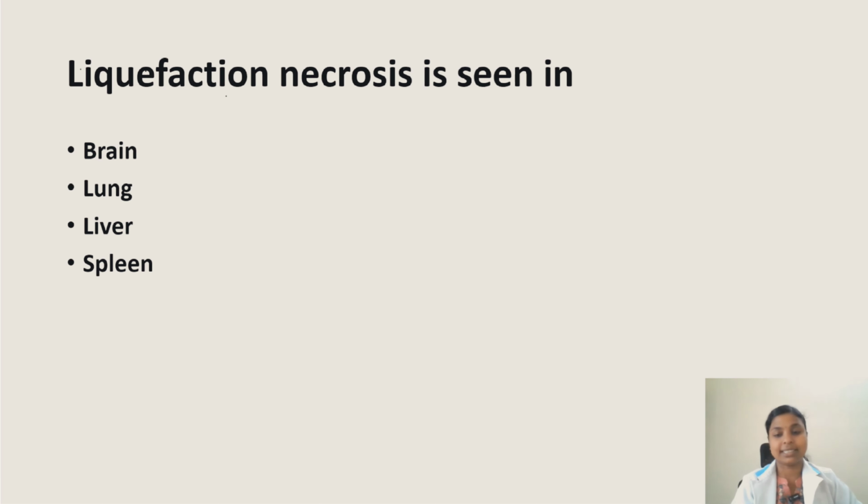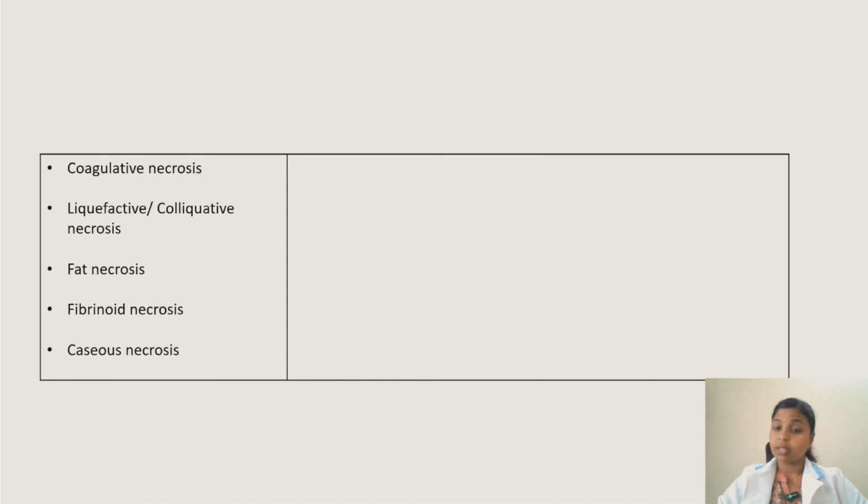Liquefaction necrosis is seen in brain, lung, liver or spleen. So coming to the discussion part. Which are the types of necrosis? Coagulatory necrosis, liquefactive or colliquatory necrosis, fat necrosis, fibrinoid and caseous necrosis.